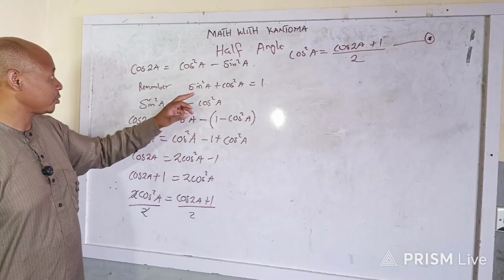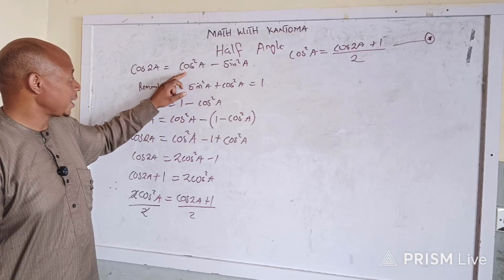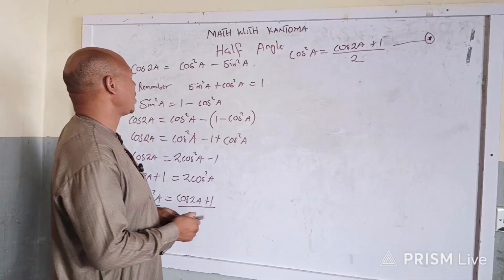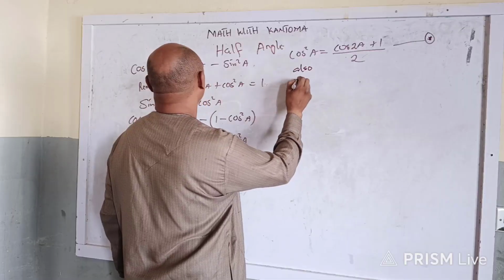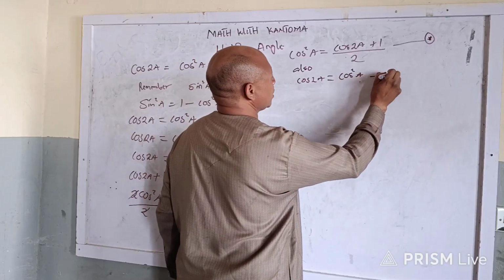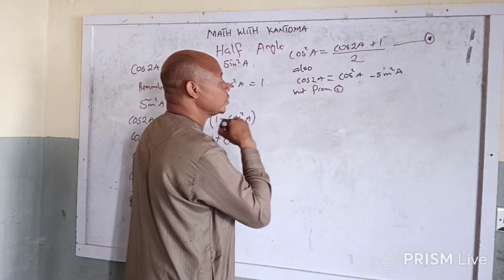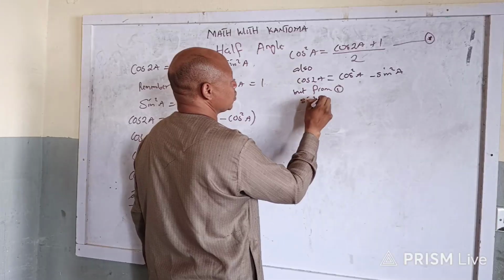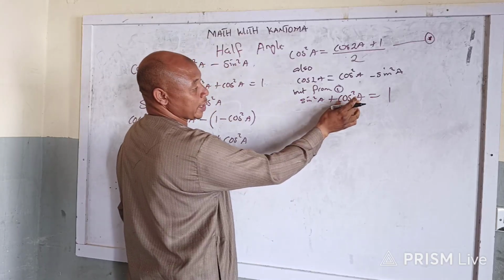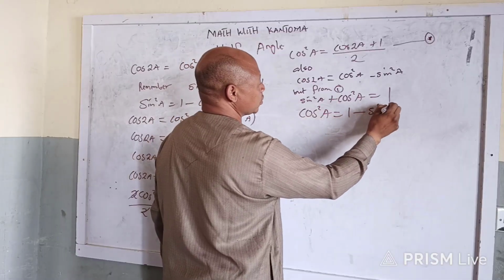So next I'll do the same thing for sine. I can substitute the value of cos square a, relating it with the first identity equation. So now let me say also cos 2a is equal to cos square a minus sine square a. But from identity equation 1, where we said sine square a plus cos square a is equal to 1, let me make cos square a the subject. So therefore cos square a is equal to 1 minus sine square a.